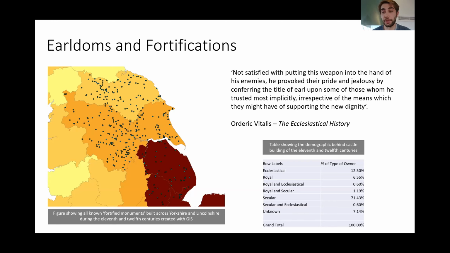But if we look at the earlier period with William I, he was praised for promoting people who were loyal to him. Stephen only did the same thing, just on a slightly larger scale, is what I am arguing.